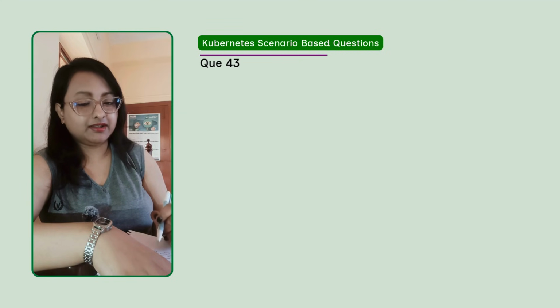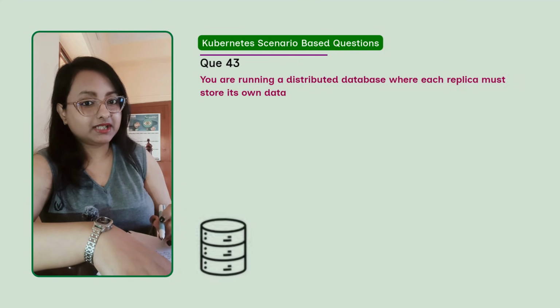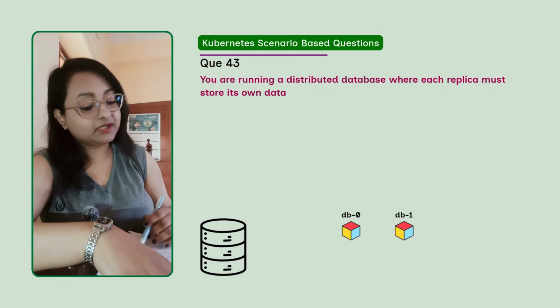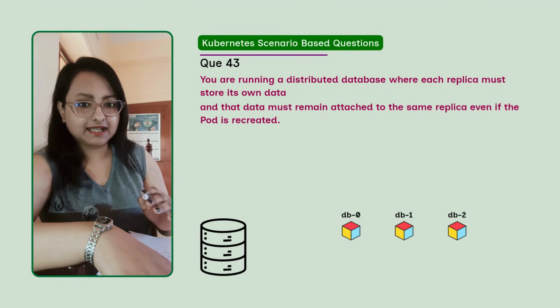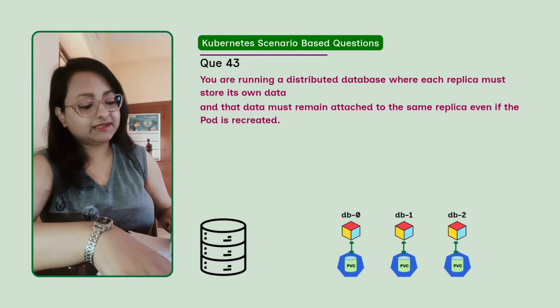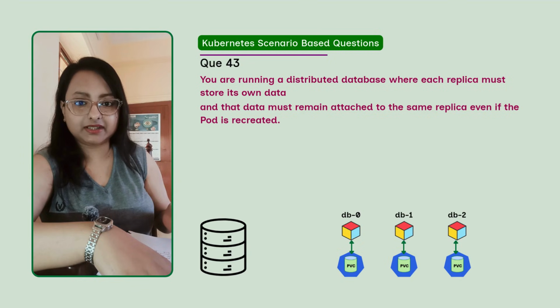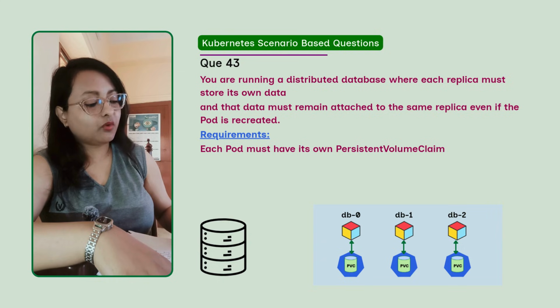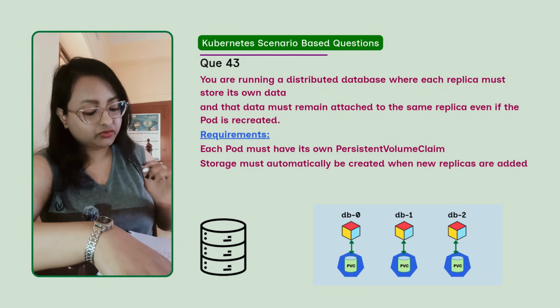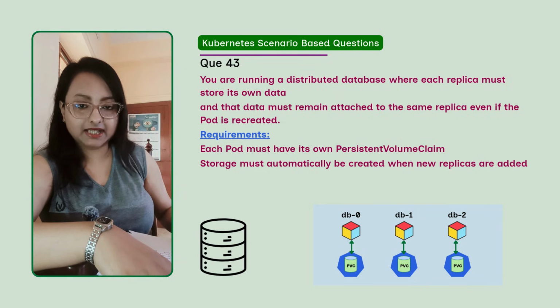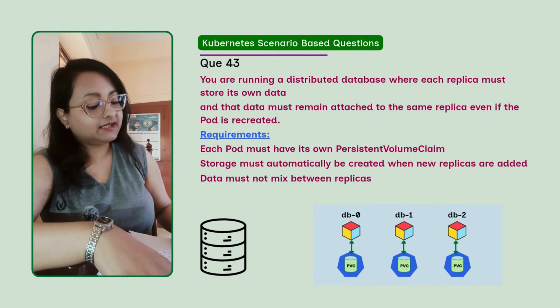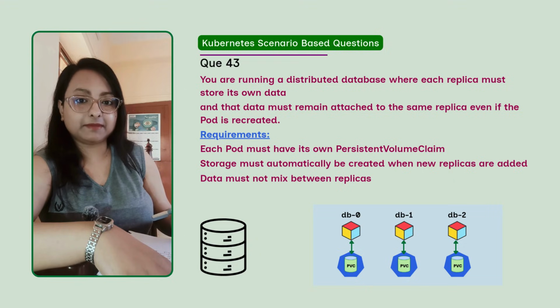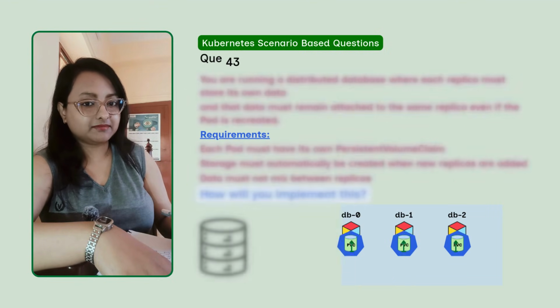Question number 43. You are running a distributed database where each replica must store its own data and the data must remain attached to the same replica even if the pod is recreated. The requirements are each pod must have its own persistent volume claim. Storage must automatically be created when new replicas are added. And data must not mix between replicas. How will you implement it?